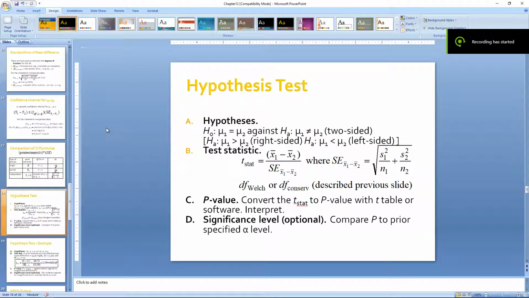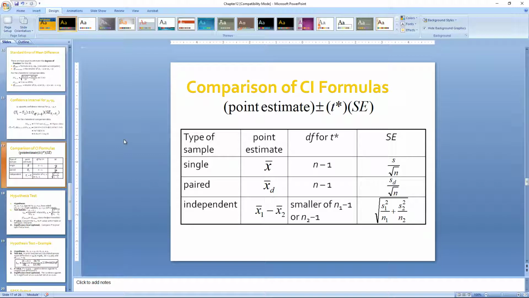Hello and welcome to video number 2 for chapter 12, comparing independent means. So let's pick up where we left off, talk about hypothesis test. Remember we just went over comparing the different confidence interval formulas for single, paired, and independent tests.